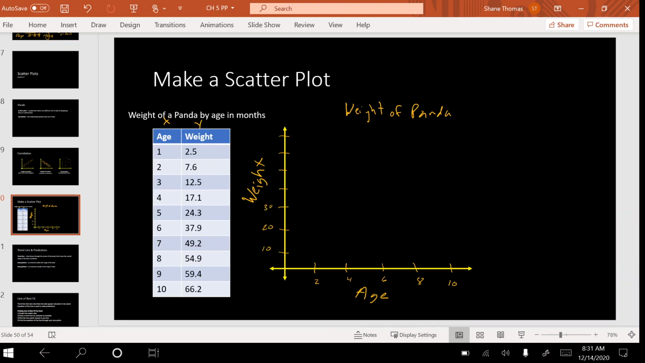Now, just make sure that you have it labeled. Because if we have a different number of lines and I'm graphing this, I'm going to have no idea what you're graphing.